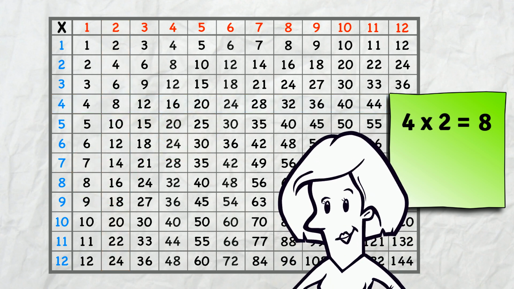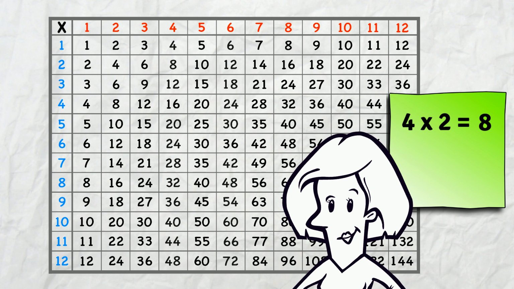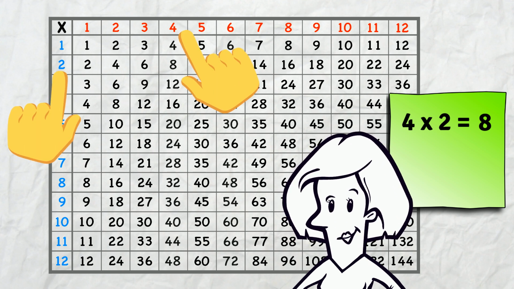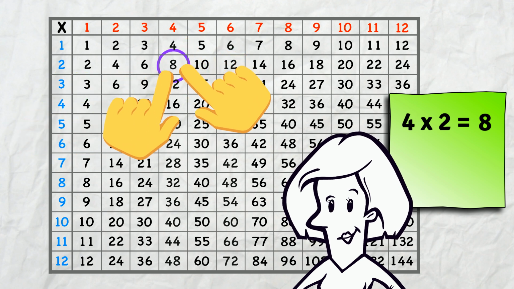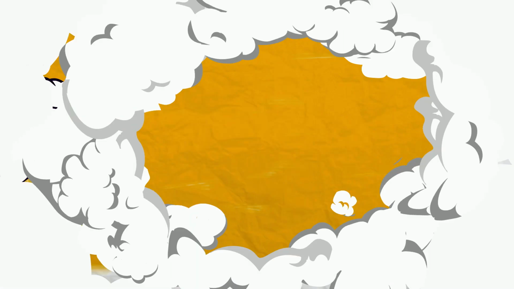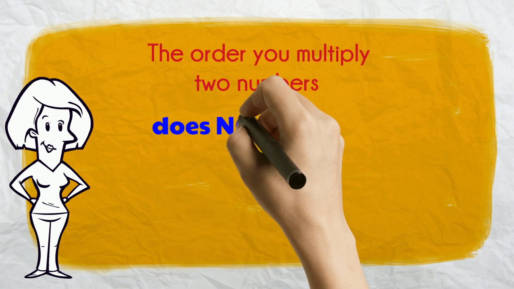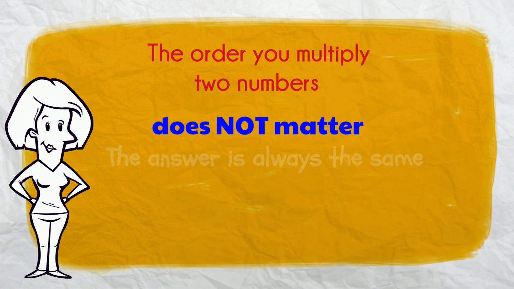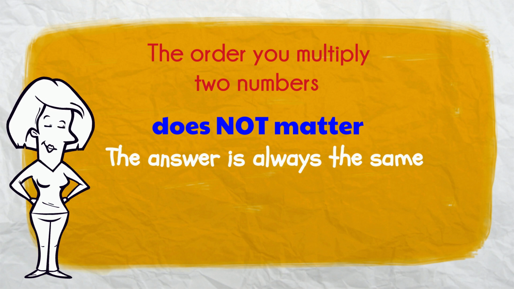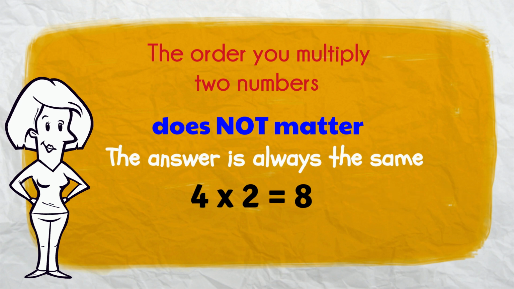Ready for something cool? We could also find 4 on the top and 2 on the side. And they meet at 8 again. This shows us that the order you multiply two numbers does not matter. The answer is always the same. 4 times 2 is 8, and 2 times 4 is 8.